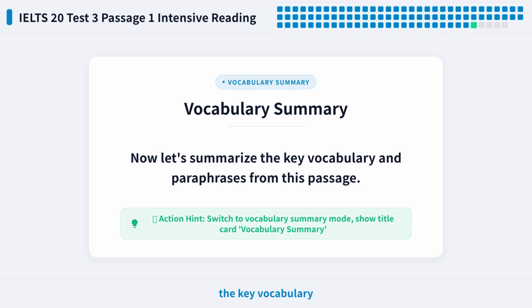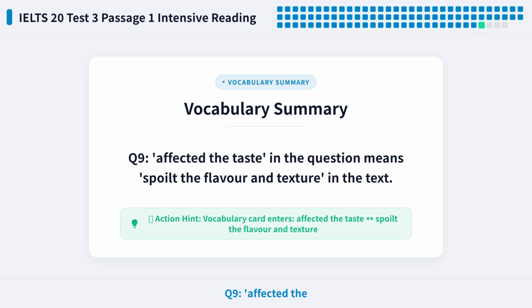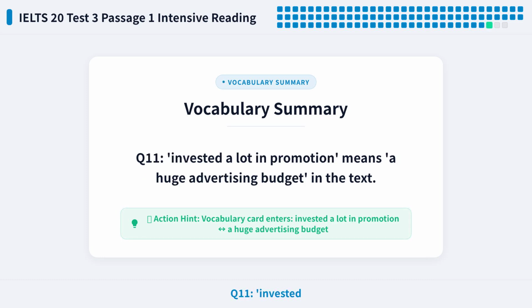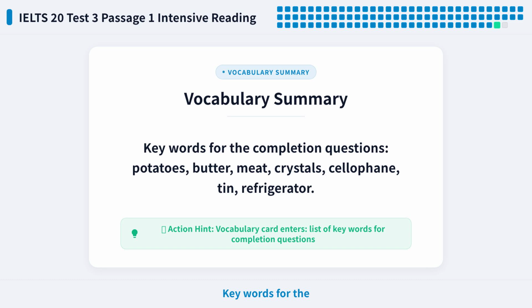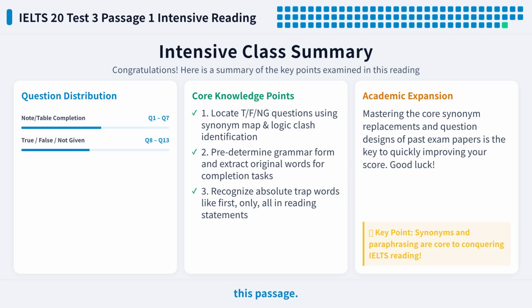Now let's summarize the key vocabulary and paraphrases from this passage. Cue 9, "affected the taste" in the question means "spoilt the flavor and texture" in the text. Cue 11, "invested a lot in promotion" means "a huge advertising budget" in the text. Keywords for the completion questions: potatoes, butter, meat, crystals, cellophane, tin, refrigerator. That's all for this passage. Thank you for watching and keep practicing.